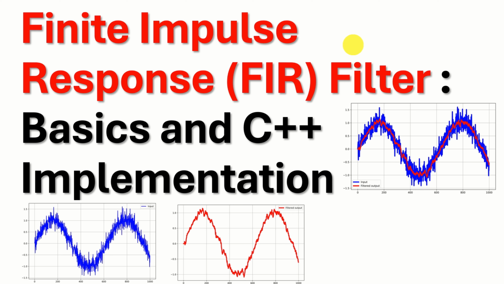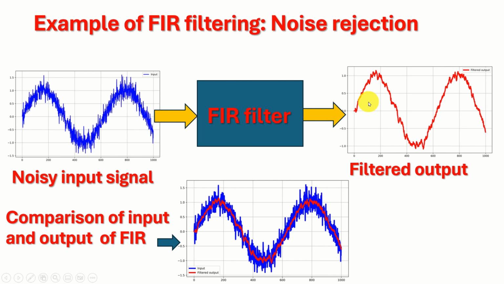In this tutorial, we explain the basics and C++ implementation of a finite impulse response filter. The finite impulse response filter is often abbreviated as the FIR filter. To make this video tutorial more interesting, here is an example of using a finite impulse response filter. In this example, I'm using the FIR filter to reject noise, that is, to attenuate the noise.